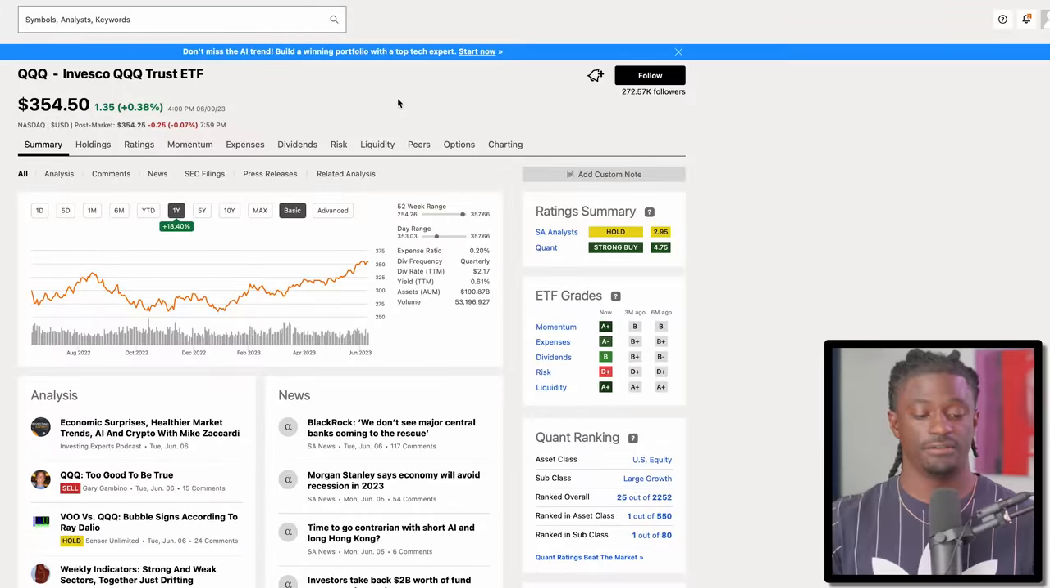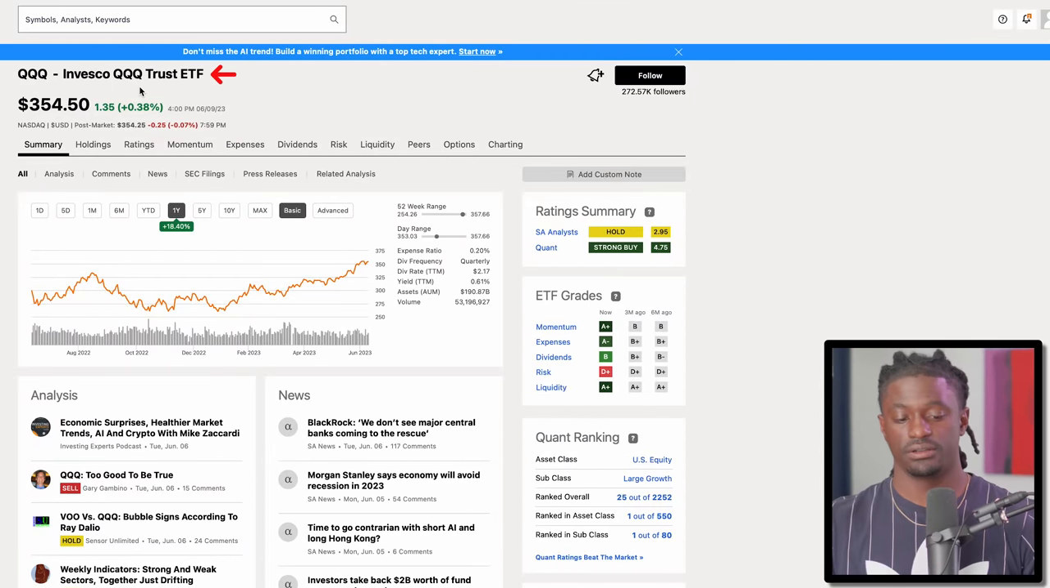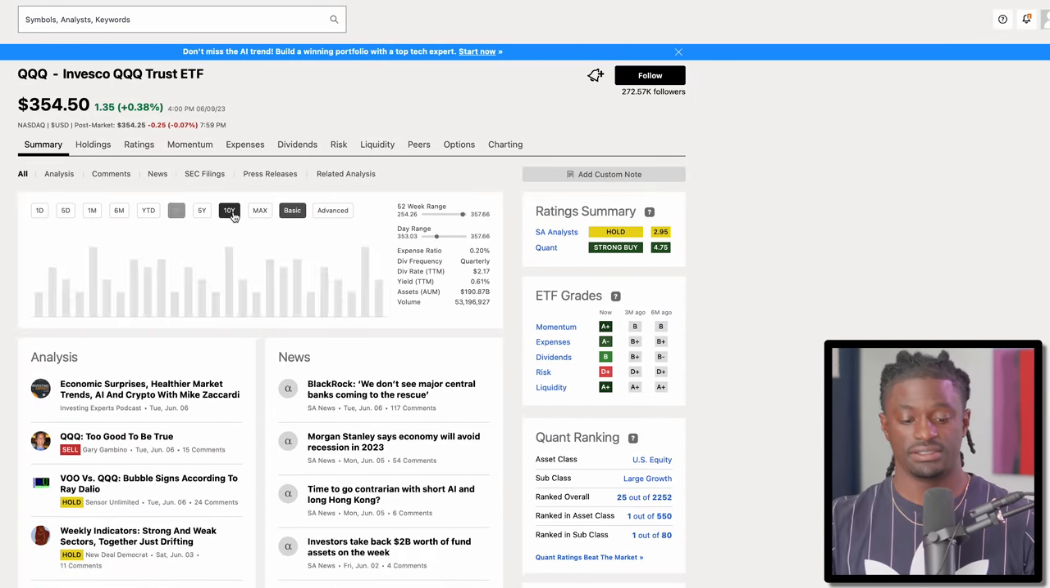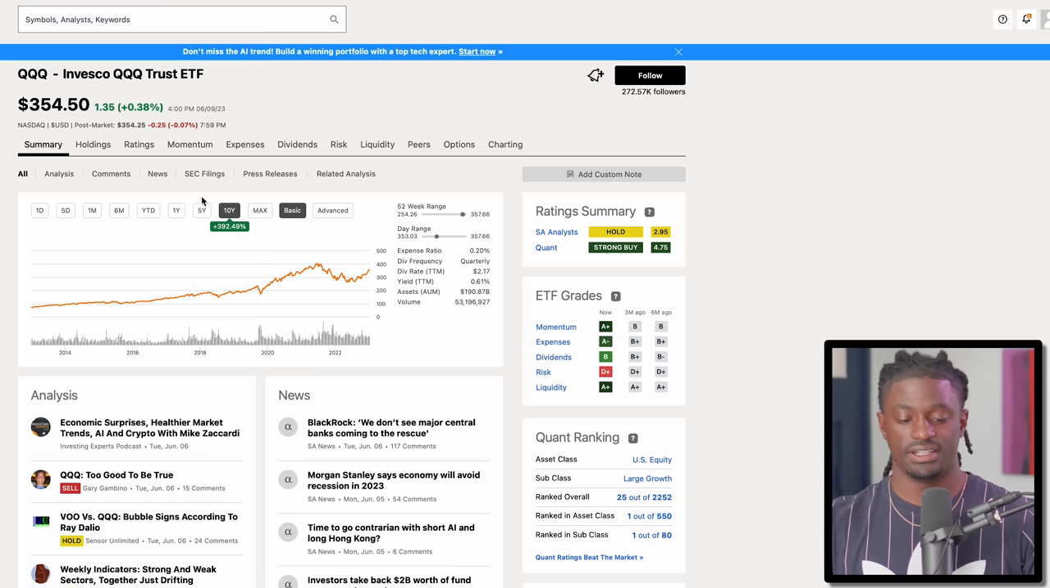Okay, here we are on Seeking Alpha, ticker symbol QQQ. It's the Invesco QQQ Trust ETF. As you guys can see, over the last 10 years, they're up 392%.